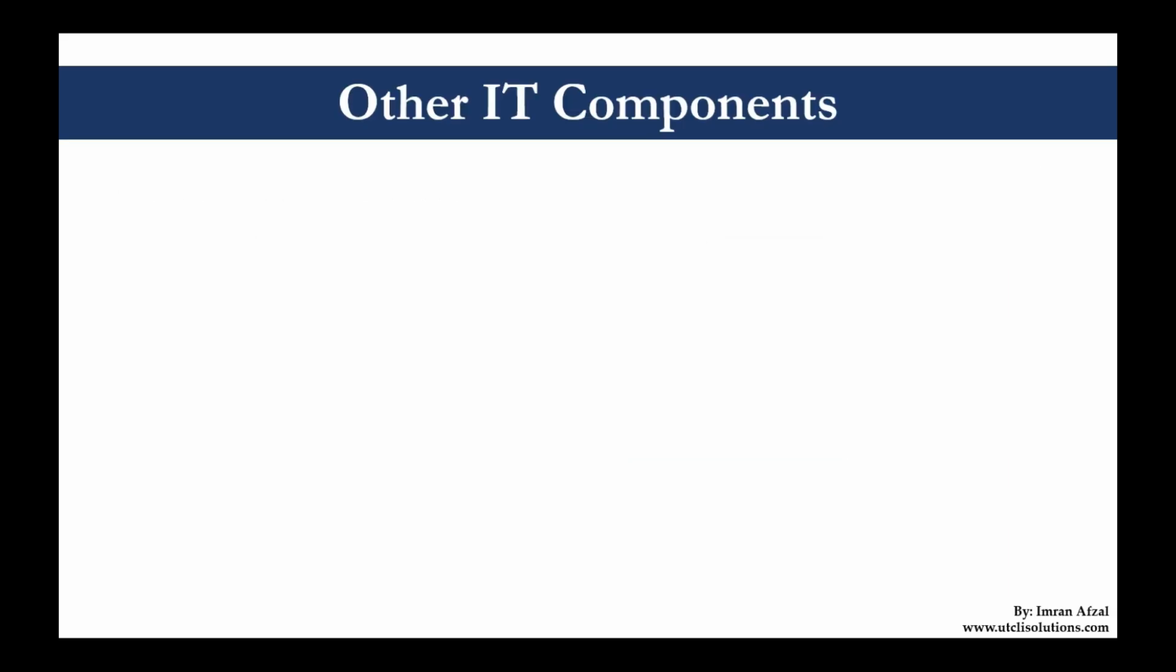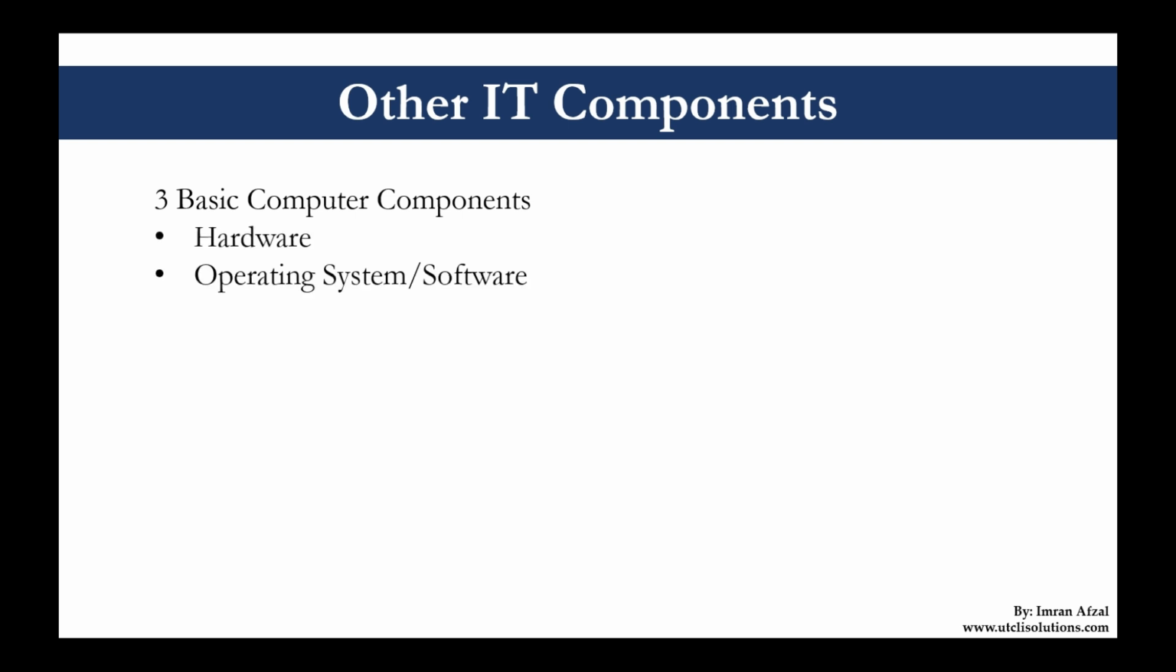Hey folks, let's talk about the other IT components. We have already covered the three basic IT or computer components. Number one is the hardware, second is the operating system, also referred to as software, and the third is the applications. So let's say you have hardware, your laptop or desktop, with a Windows operating system installed, and you use Microsoft Word, which is the application. You could work on it and save your documents on that computer, and it works fine.